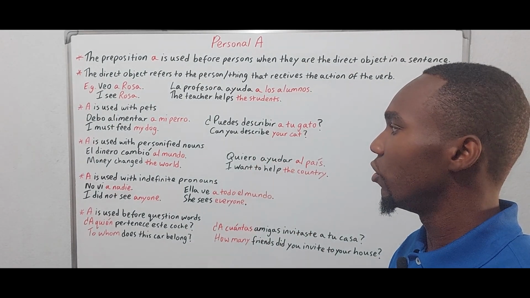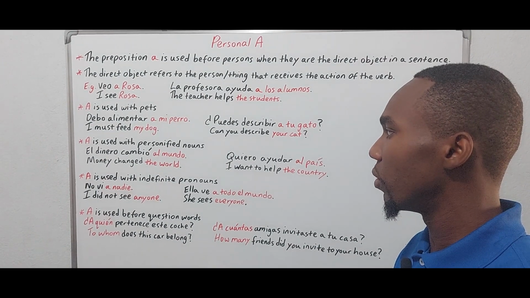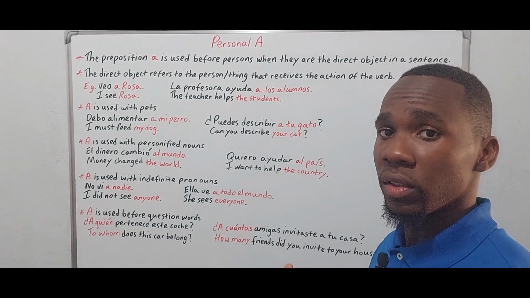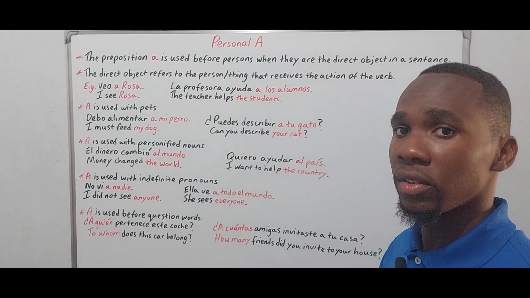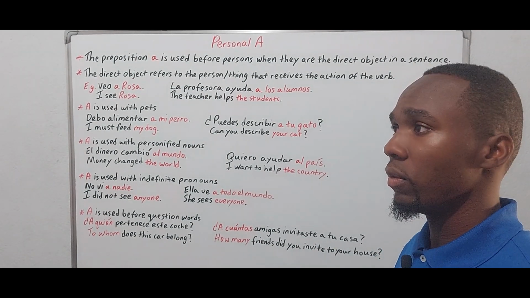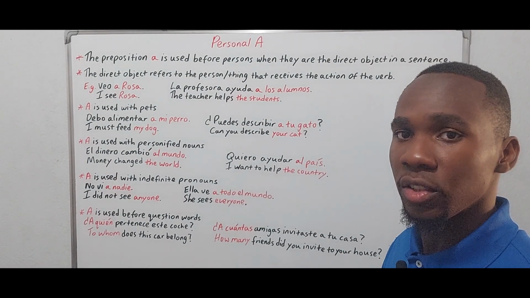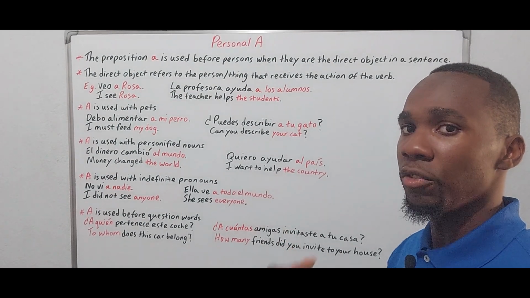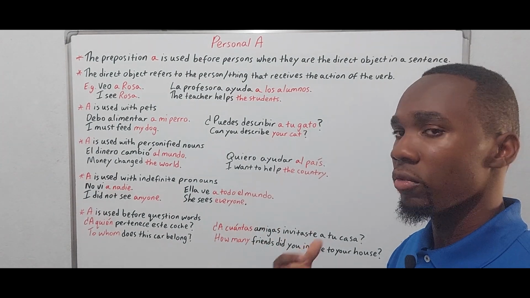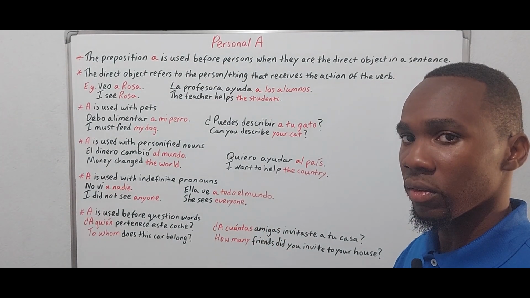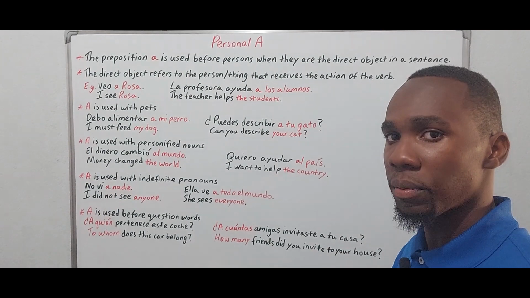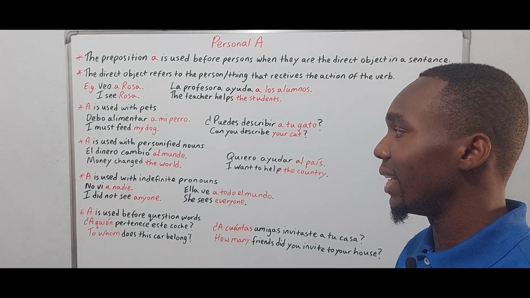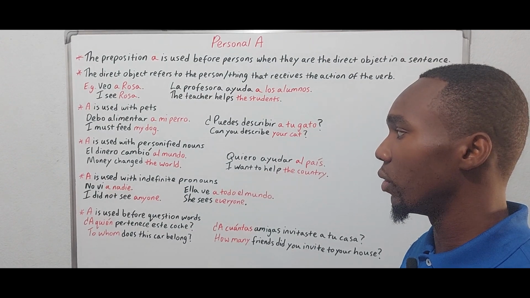The personal a is used with indefinite pronouns. Indefinite pronouns refer to words that are used to talk about persons, but indefinitely. So words that are not going to be specific. They refer to people, but they are not referring to specific persons. But because they're referring to persons, we use the personal a. For example, no vi a nadie. I did not see anyone.